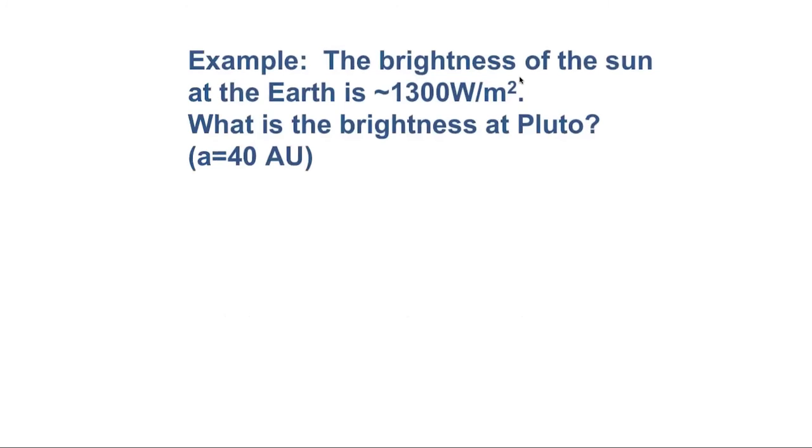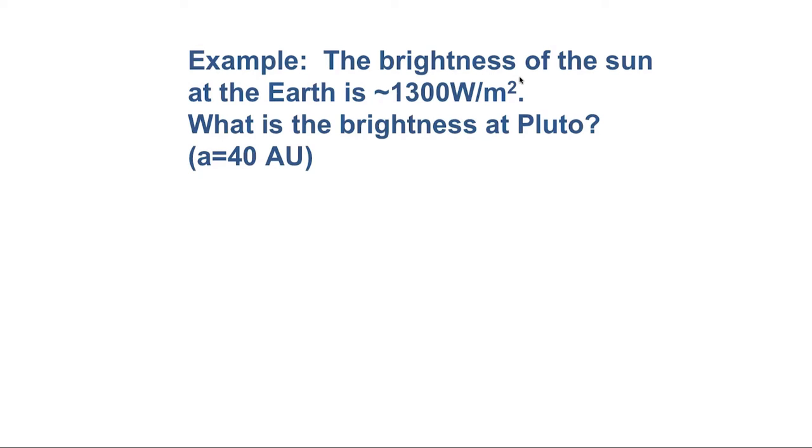Okay, let's do one example, and then we'll call it quits for this video. The brightness of the sun at Earth is 1,300 watts per square meter. This is an important number. It's called the solar constant. If you want to generate energy by solar power, this is a number you're starting from, right? If you could capture all of the energy that's hitting the Earth, you would get 1,300 joules of energy per second, for every square meter of solar panel that you have.